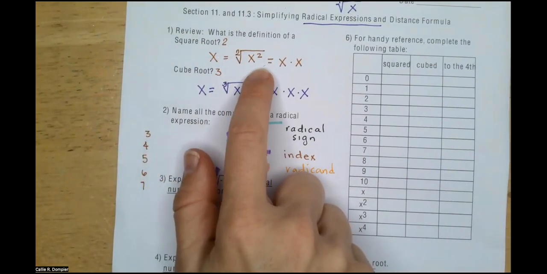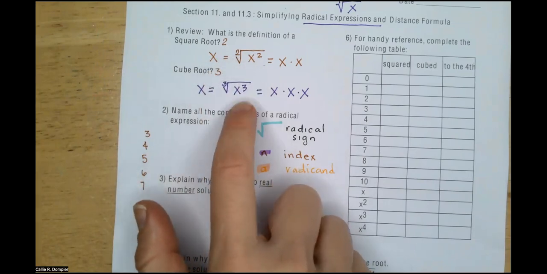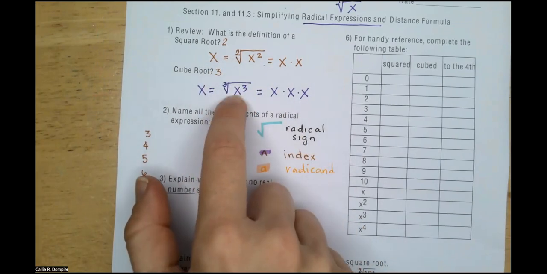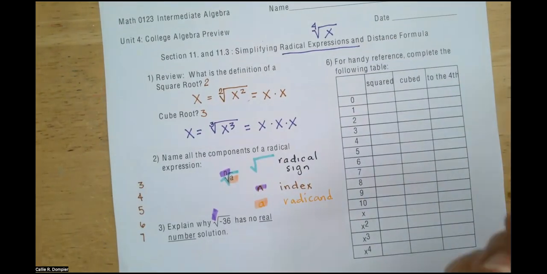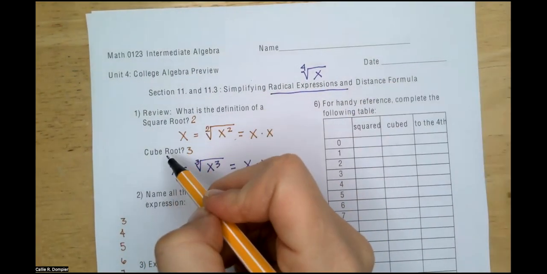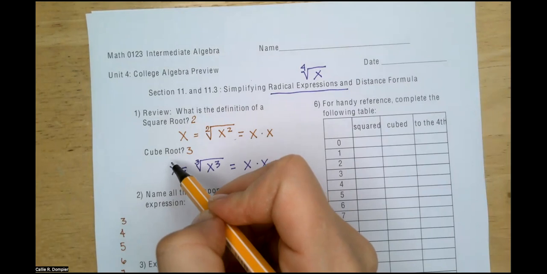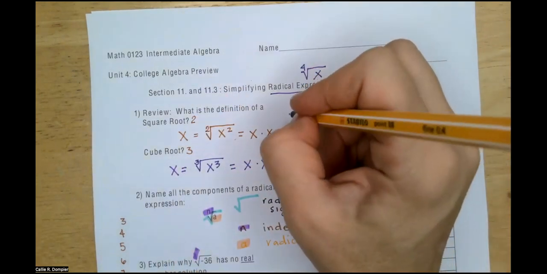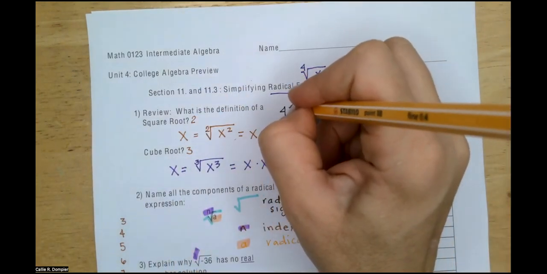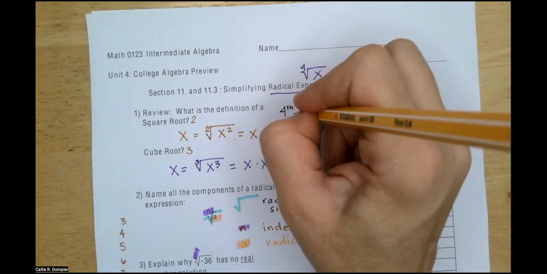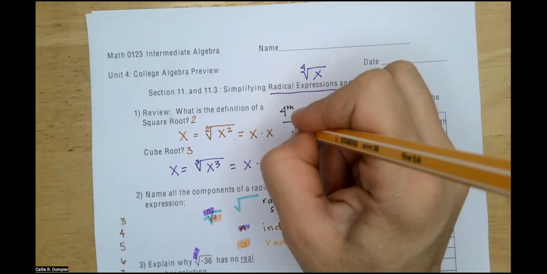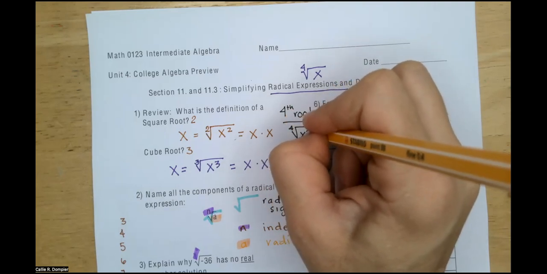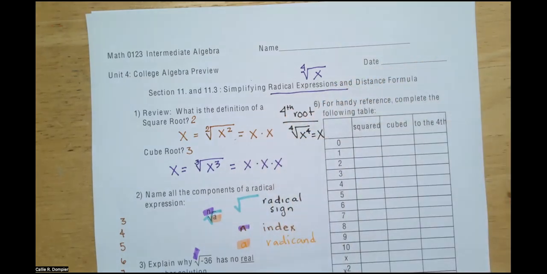Square root is a term multiplied by itself twice. Cubed root is a term multiplied by itself 3 times. So for the fourth root, after square and cube, you can also call these the second root or the third root. After that, you just call them by their normal numerical names, the fourth root. So the fourth root is going to be a number multiplied by itself 4 times. All right, and that pattern continues.